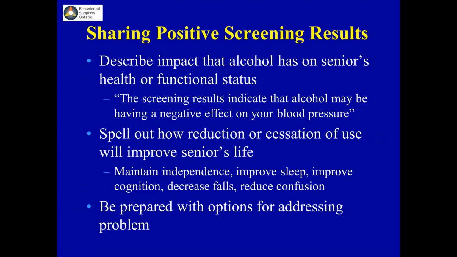So something really patient-focused and really focused on what their goals are, because they all have goals. So other examples are improving sleep, improving their cognition, decreasing falls, or reducing their confusion. And always be prepared with options for addressing the problem.